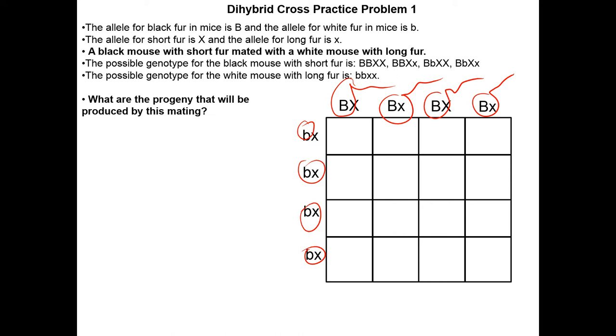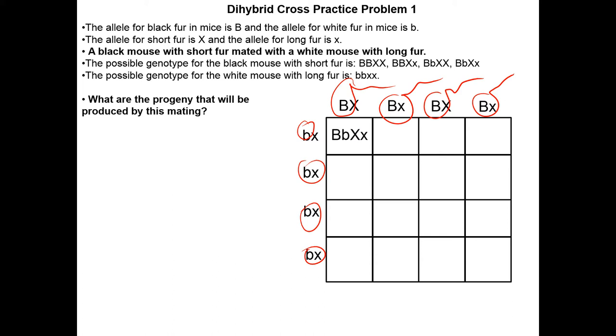Now notice that these are your gametes. Don't try to combine the genotypes or put the genotypes outside. You always put the gametes on the outside. You don't put the genotype of the parents on the outside. That's wrong. The gamete combinations always go on the outside of your Punnett square.